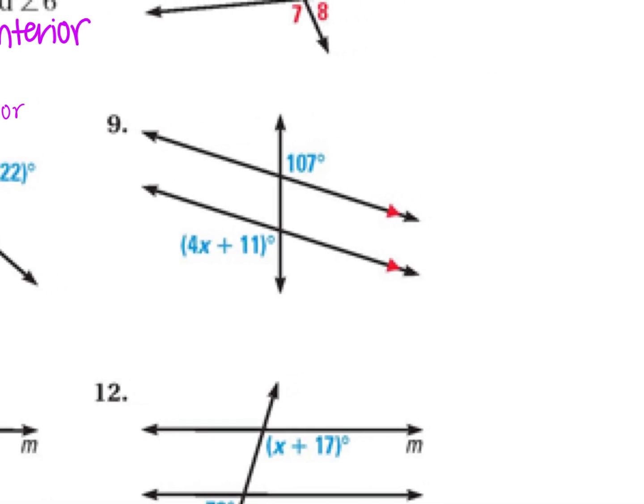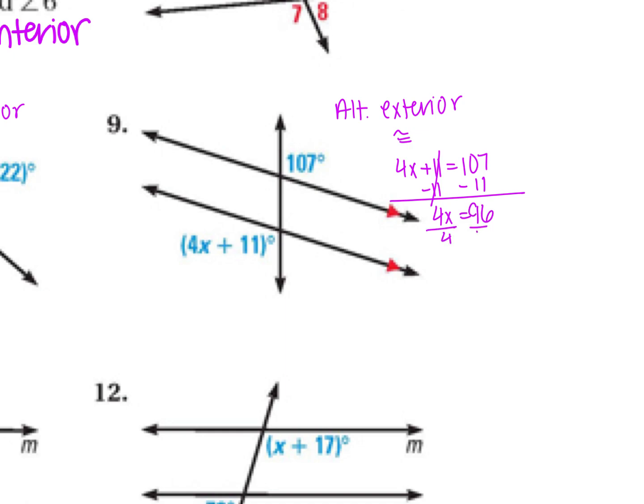Number 9. These are alternate exterior. Alternate exterior angles are also congruent, so set them equal to each other. 4x plus 11 equals 107. Subtract 11 from both sides. 4x equals 96. Divide both sides by 4. X equals 24 is your answer for 9.